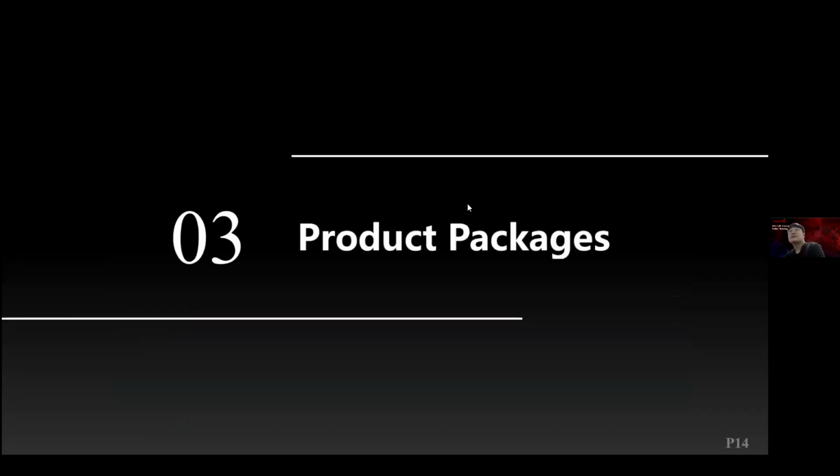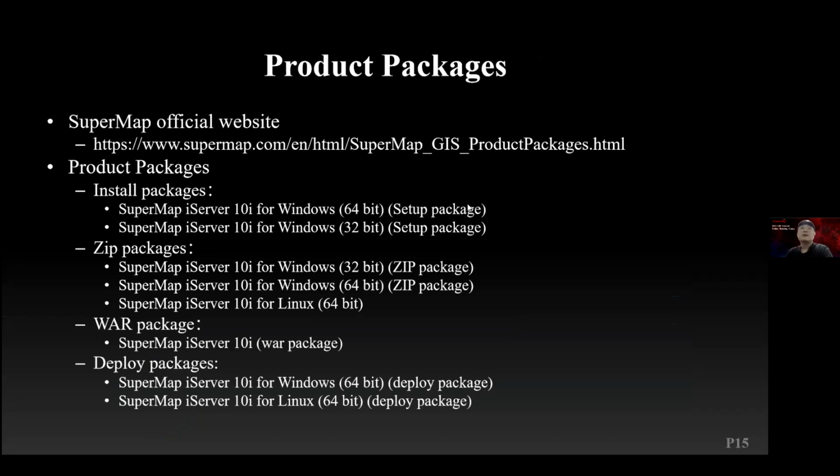All right, and next are the product packages. There are different packages of iServer. First, we can download the product package from this URL. There is the install package, which is the full version, the setup version. If you don't have any other SuperMap products, you can use the setup package of iServer, because when you install iServer, the license driver will be installed automatically. But actually, the most commonly used package is the zip package. We just need to download it and unzip it, then we can use it directly.